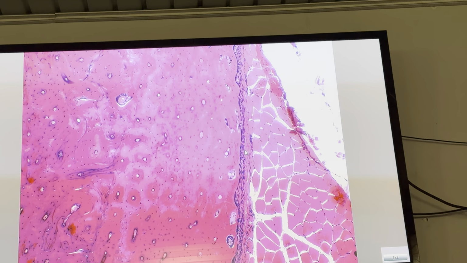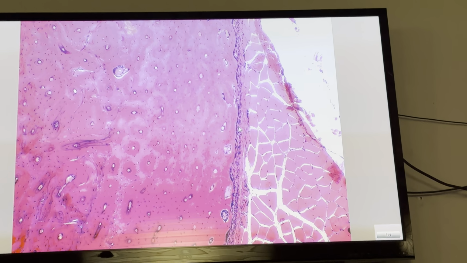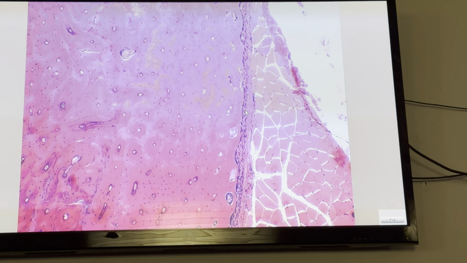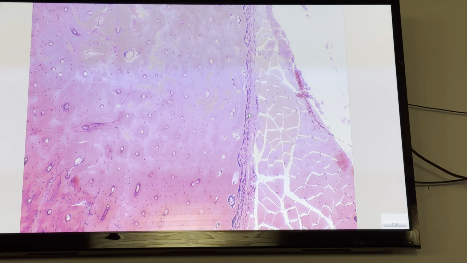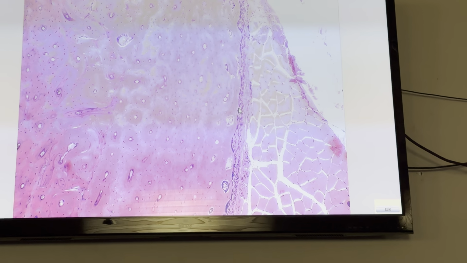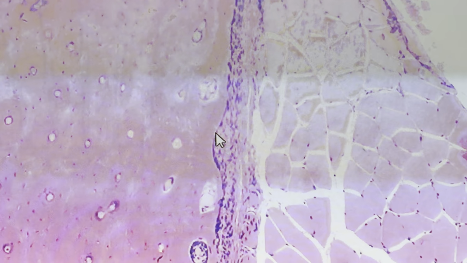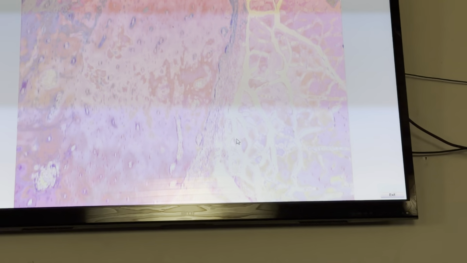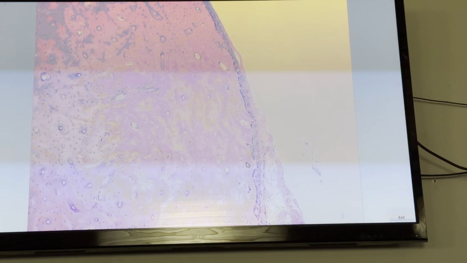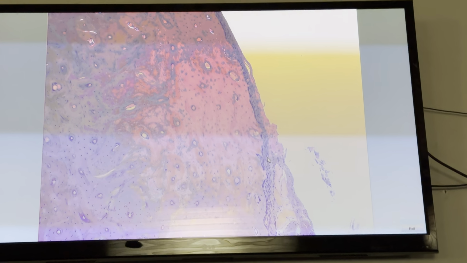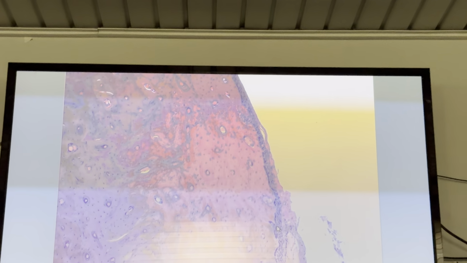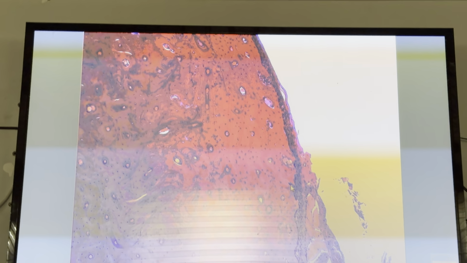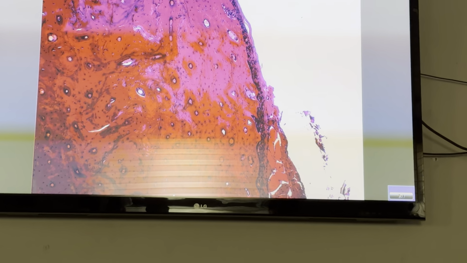This is the periosteum. Outer layer, collagen fibers and fibroblasts. Inner layer, osteoblasts and osteoprogenitor cells. Bundles of periosteal collagen fibers extending from periosteum to the bone matrix, called Sharpey fibers.